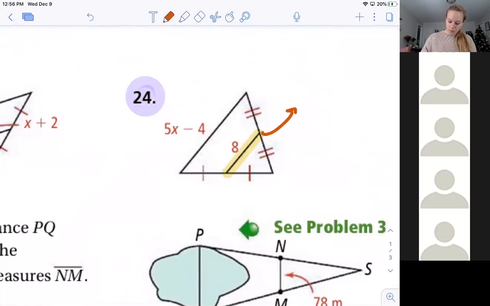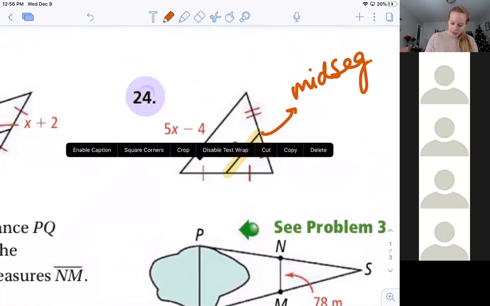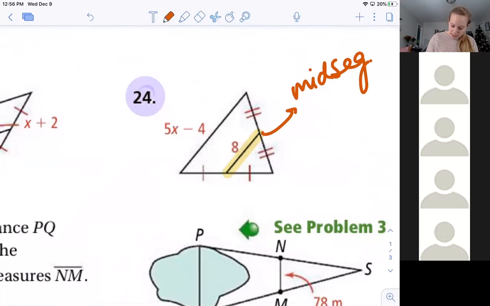All right, 24. Anybody, what do we call this segment? Mid segment. Why? Because it makes the two sides congruent and it has two midpoints. That's what I want. The important part is my midpoints. Because I have midpoints, and Ava knows we have midpoints because those two sides are congruent and these two are congruent. And when you connect two midpoints, it becomes a mid segment.